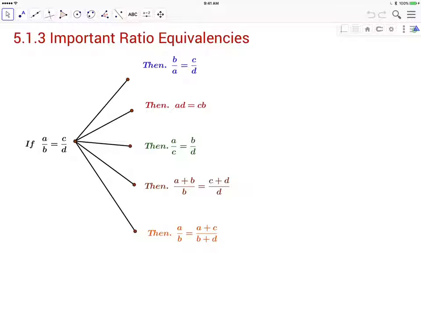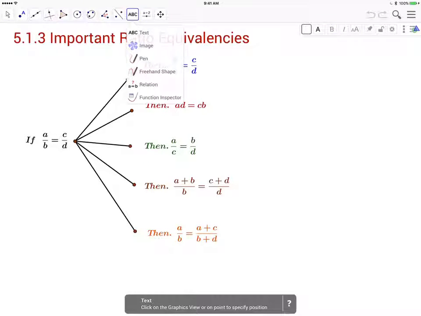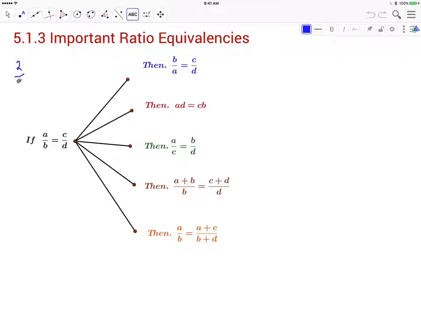So here we go. The big if on the left here. If A relates to B the same way that C relates to D. And again, if you're interested in thinking about this with numbers, if 2 relates to 3 the same way that 6, let's say, relates to 9, right? That's a true statement.